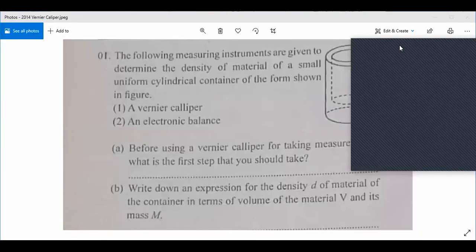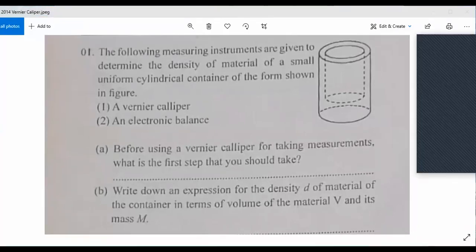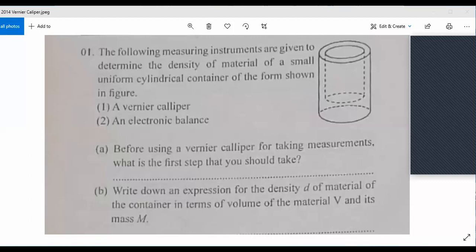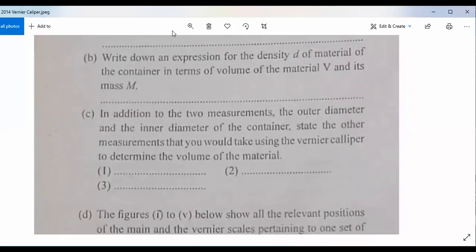Simple A. Answer for simple A is: external jaws are kept in contact and check whether the instrument has a zero error. External jaws are kept in contact and it is checked whether the instrument has a zero error. Okay, dear? Right, let's go to simple B.